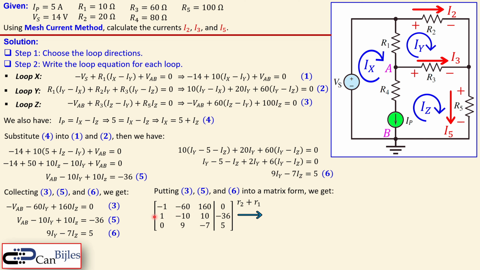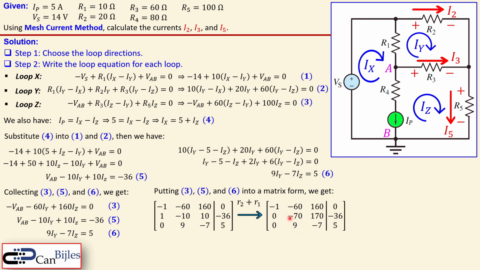So we can do R2 plus R1. That means only R2 changes here, so R1 and R3 are the same. That means the following: 1 plus minus 1 will be 0, minus 10 plus minus 60 will be minus 70, 10 plus 160 will be 170, and the minus 36 plus 0 will be minus 36. And the third row is exactly the same, just a copy, and also the first row.